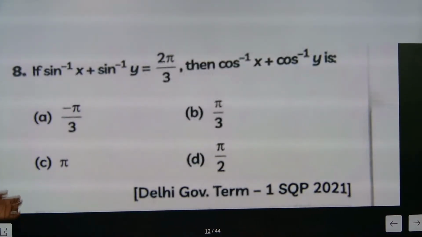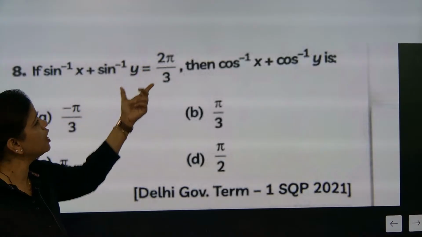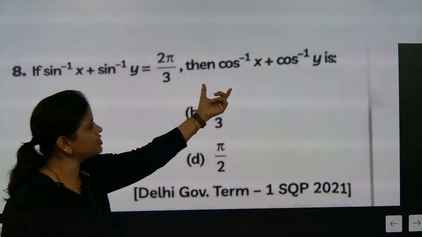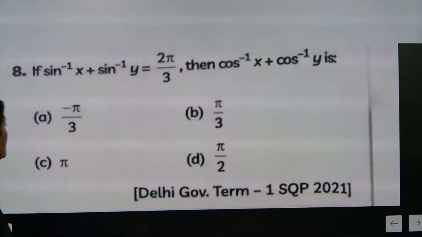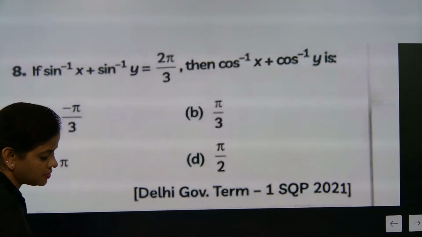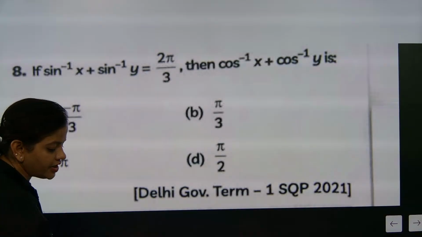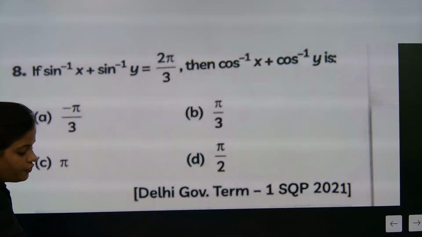Now please kindly solve this question. If sin inverse x plus sin inverse y is equal to 2 pi by 3, then what is cos inverse x plus cos inverse y? Quickly solve this question below. Try this question and see the answer. We don't have that much time.